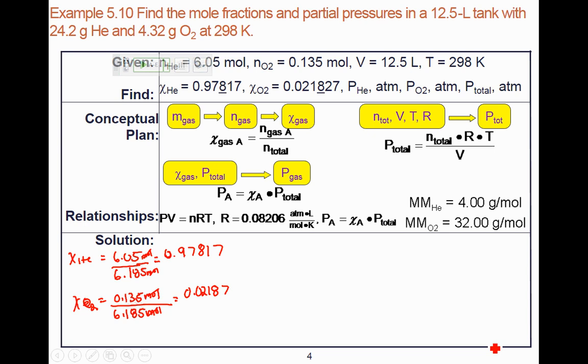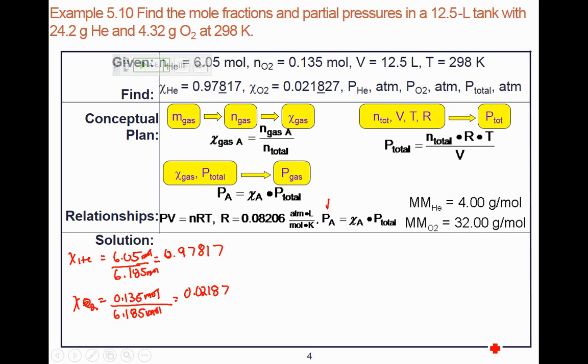of those. And there's a couple of ways we can do this. We can do 3 separate PV equals nRT equations, or we can find our total pressure, and then we can use this, our mole fraction and our total pressure, to figure out our partial pressures. Or you can just do 3 separate PV equals nRT equations, and you'll get the answers. So it's not wrong to do that. It's just a little bit faster to do it this way.